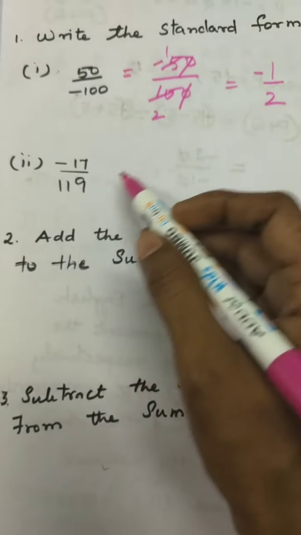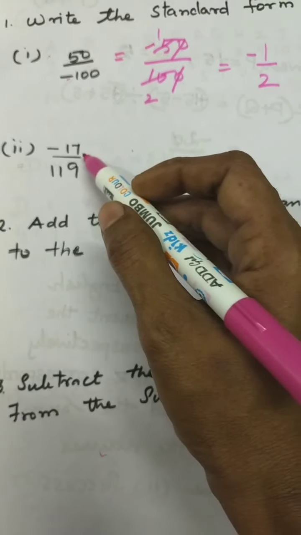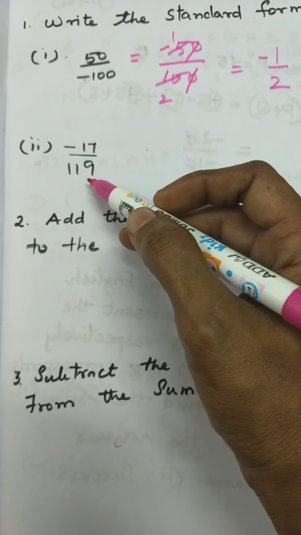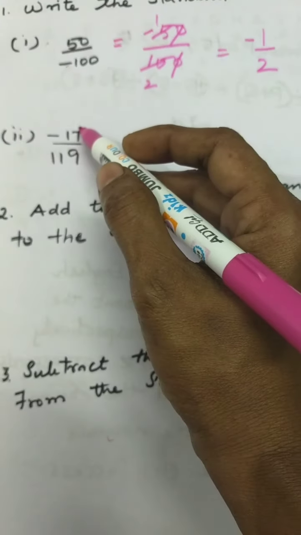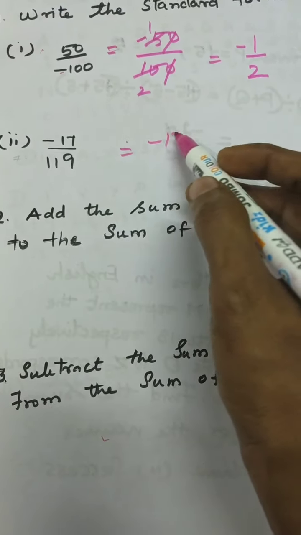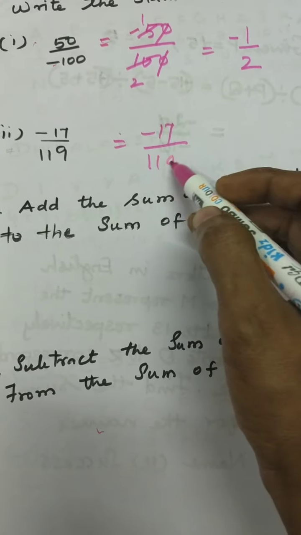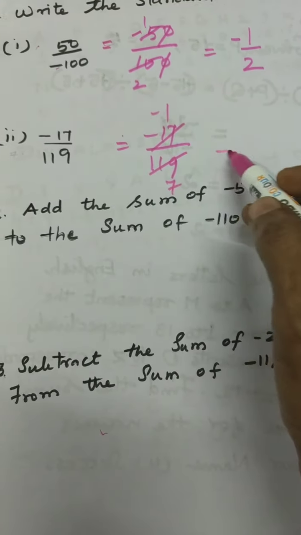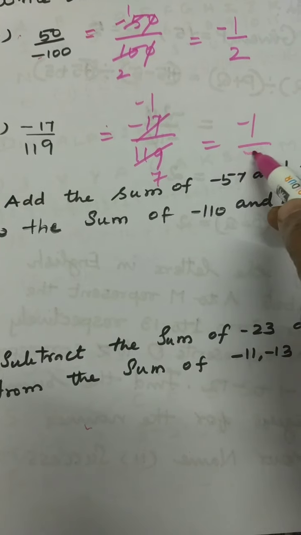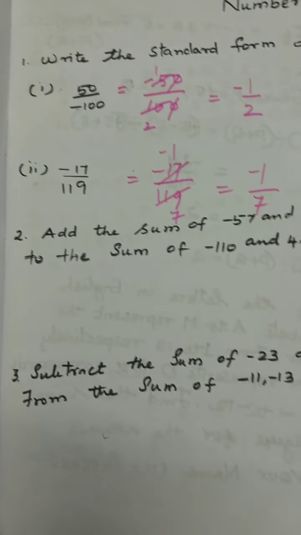The next one. We can cancel 17 and 119. Yes, by 17 table we can cancel this. Minus 17 by 119. 17 sevens are 119. So minus 1 by 7 is in the standard form.